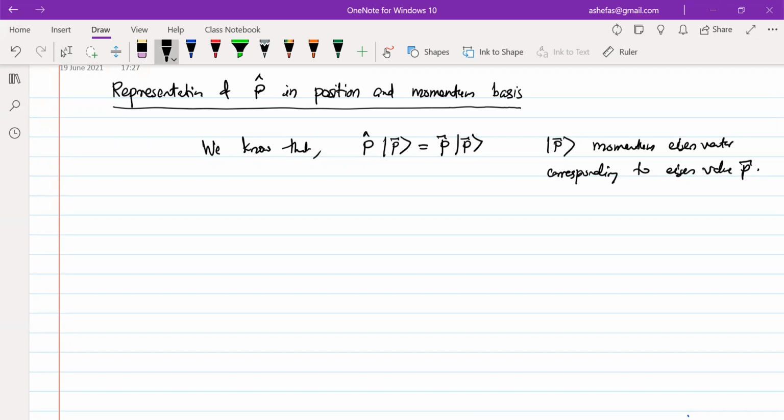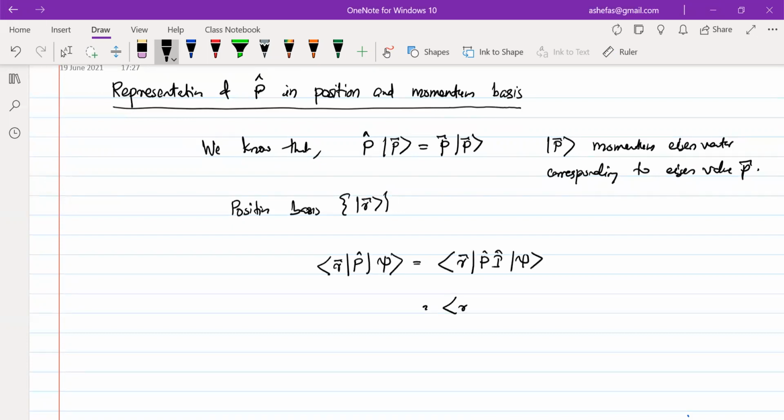So the position basis can be represented as the set ket R. It's a continuous basis. Okay, so in order to represent momentum in this position basis, first of all, we can start with an inner product <r|P|psi>. So this inner product can also be written as <r|P·I|psi>.